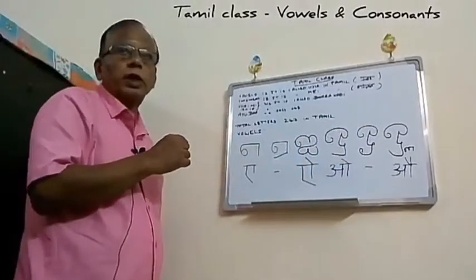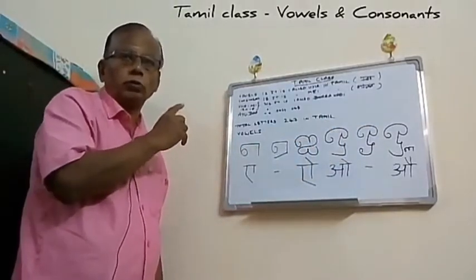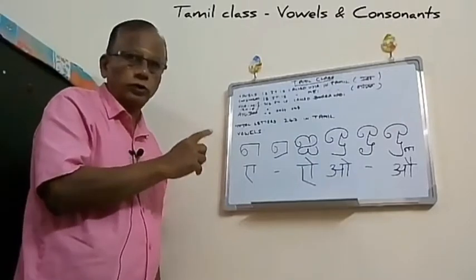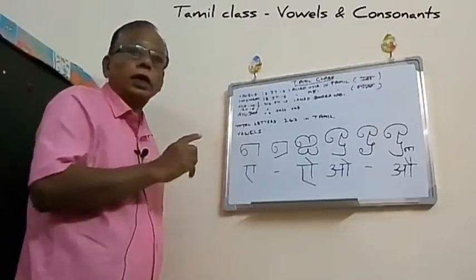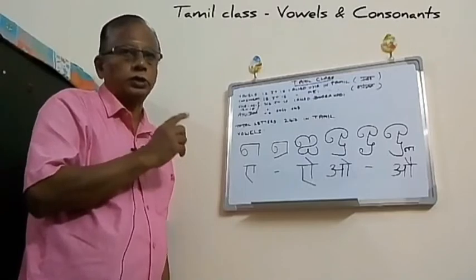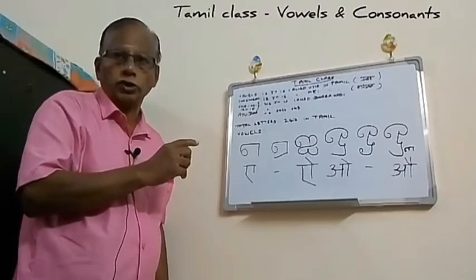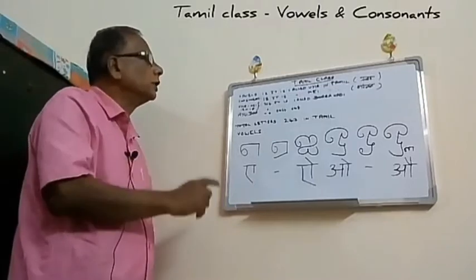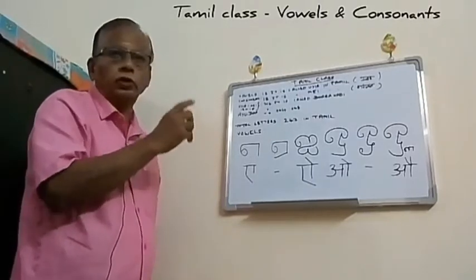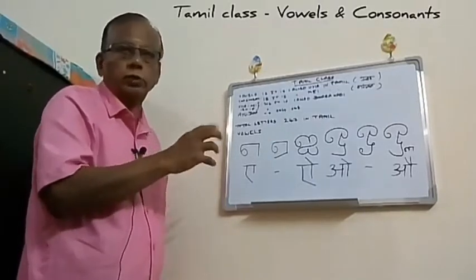So last time I told you there are 12 vowels. I taught you all the vowels now. And I told you there are 18 consonants. I am going to take all the 18 consonants today. Let us begin with the consonants. And I told you the total number of letters available in Tamil.